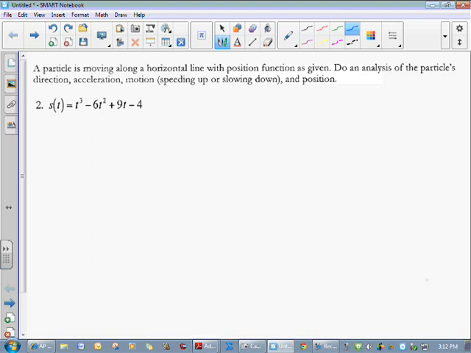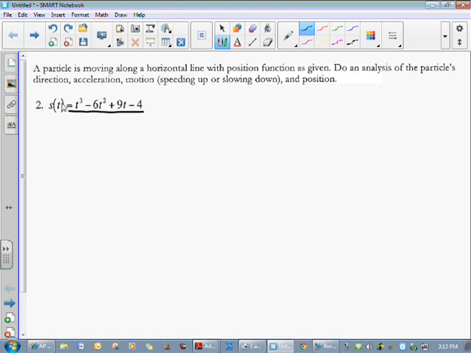It says do an analysis of the particle's direction, acceleration, motion, which is going to be a new idea for us, whether or not the particle is speeding up or slowing down, and then do an analysis of the position. I want to make sure that nobody is startled by the fact that when you see this s of t equation right here, it does not appear in quadratic form.